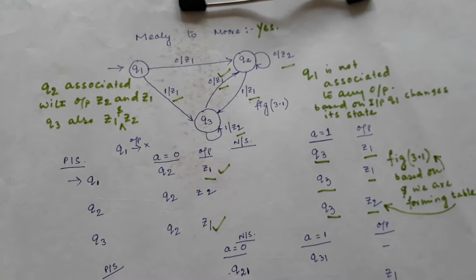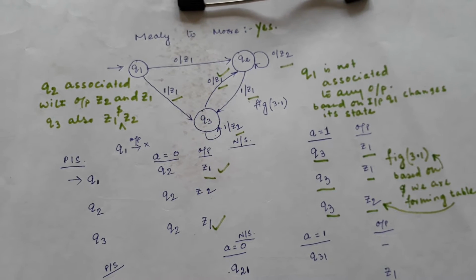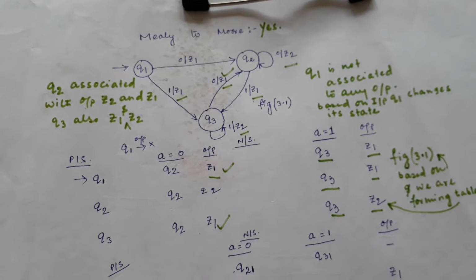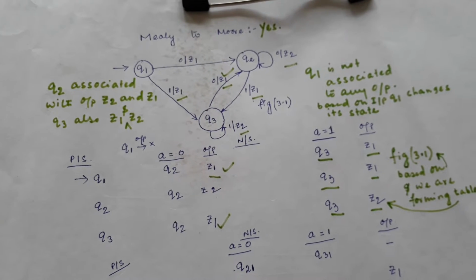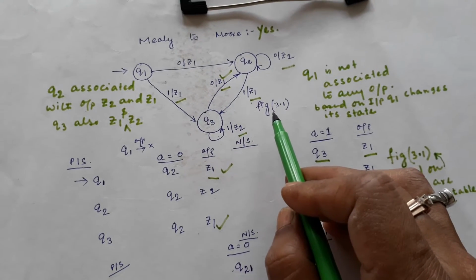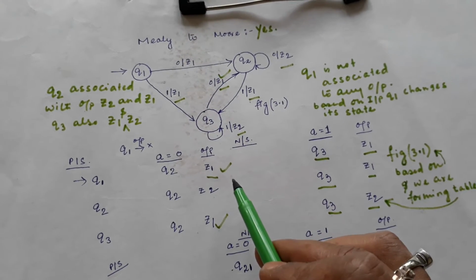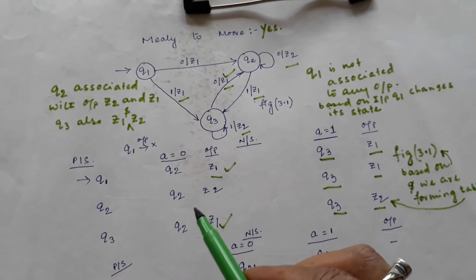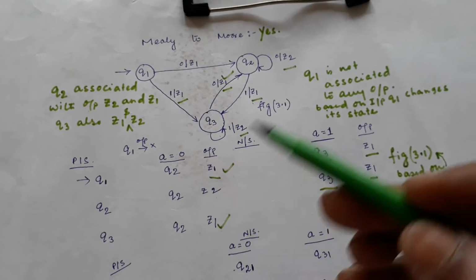So last class we saw one particular example where a table was given. In this session a diagram is given, shown in figure 3.1, and based on this diagram we can first form a table. Based on the table we can form a Moore machine, right? So what is the procedure for that?